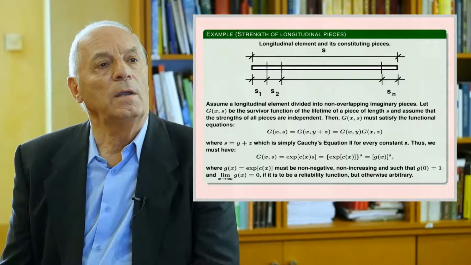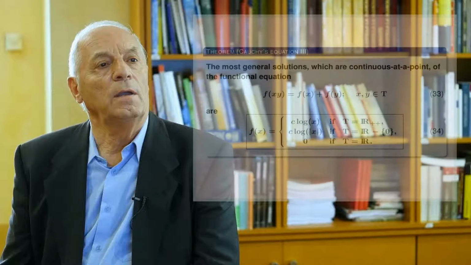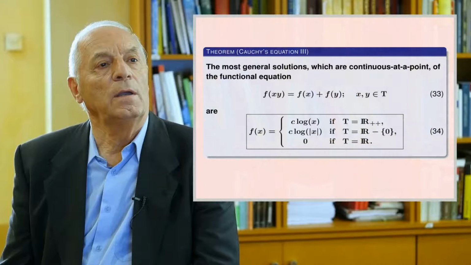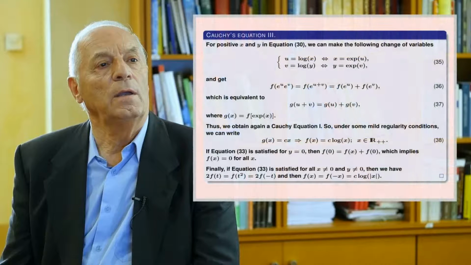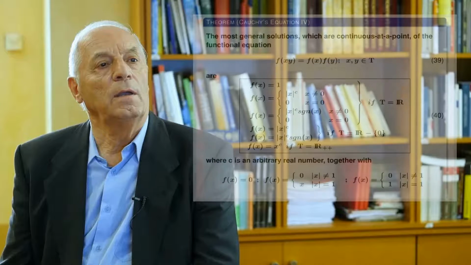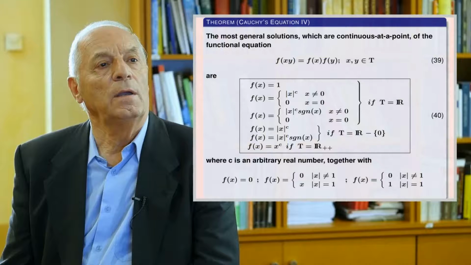This, together with the Cauchy's equation 2, allows us to find this beautiful model. This theorem provides the general solution of the Cauchy equation 3. The proof can be seen in this slide, where we first make a change of variables using logarithms in order to transform the initial equation into a Cauchy's equation 1, and later, based on its solution, we obtain the desired solution. This theorem provides the general solution for the Cauchy's equation 4.